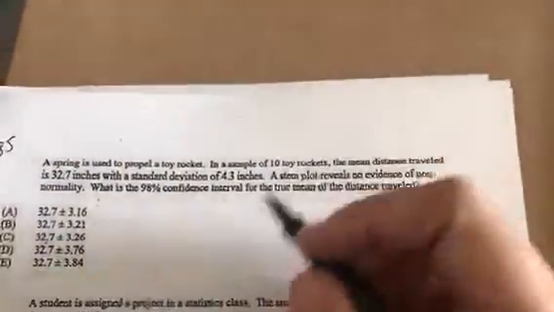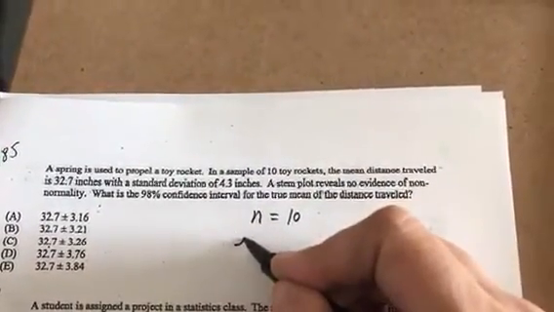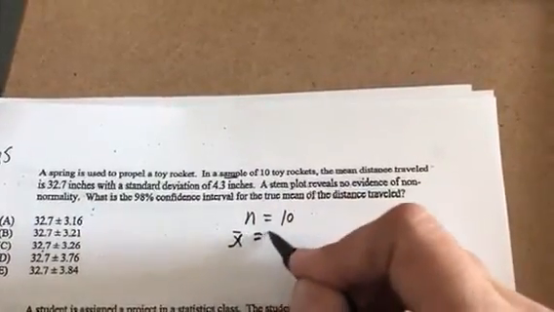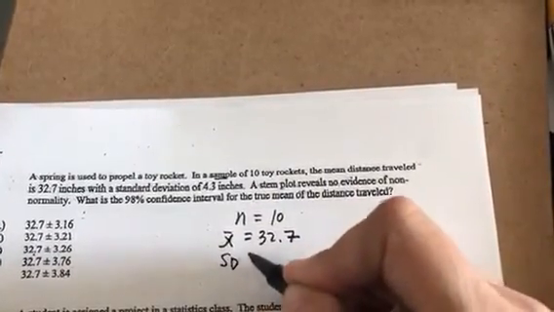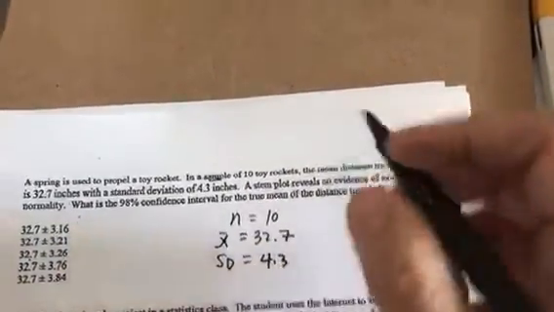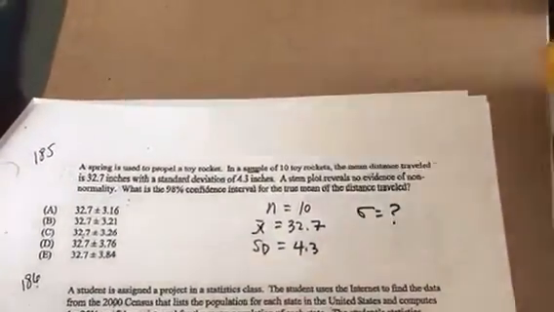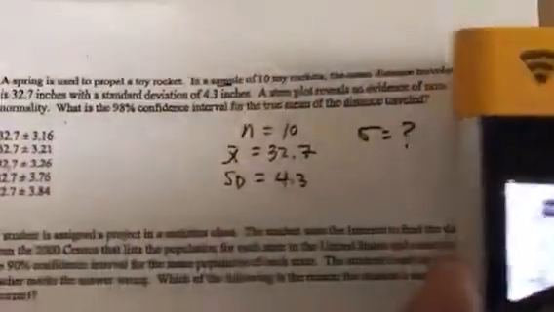A spring is used to propel a toy and the sample is 10. In the sample, the mean was 32.7 and the standard deviation inside the sample was 4.3. So notice right now we do not know the standard deviation of the population. So we're forced to do a T interval. They'd like me to do a confidence interval of 98%.